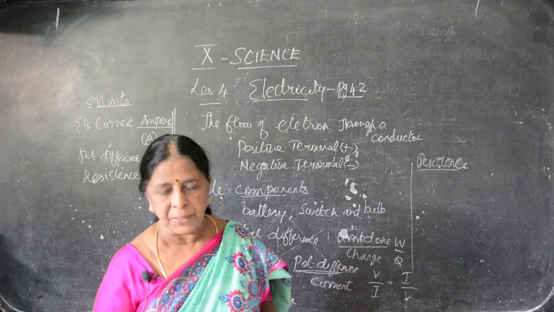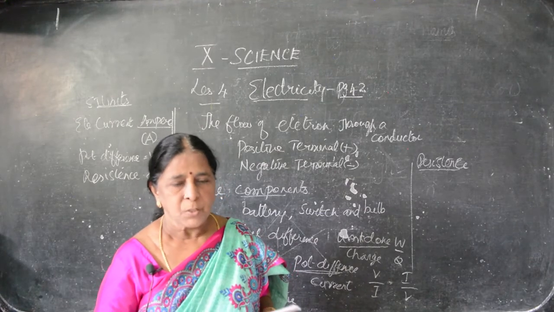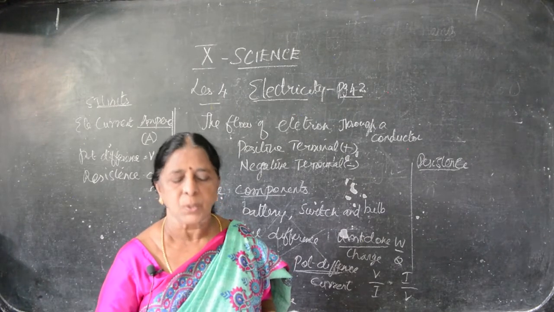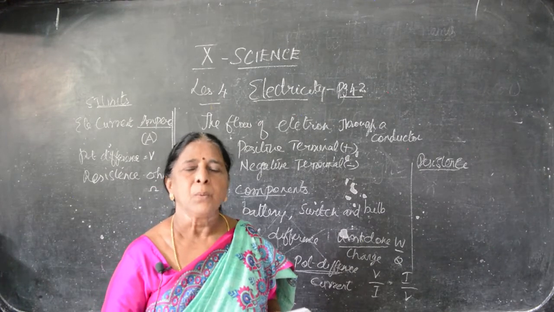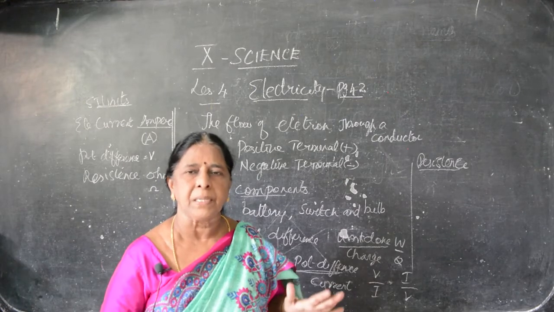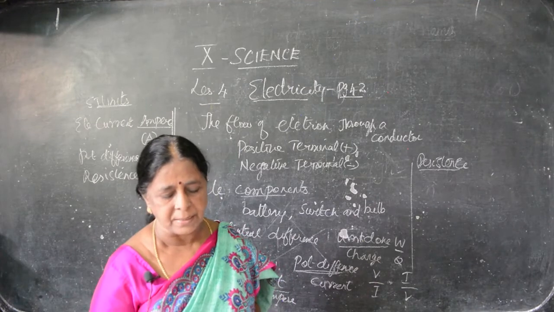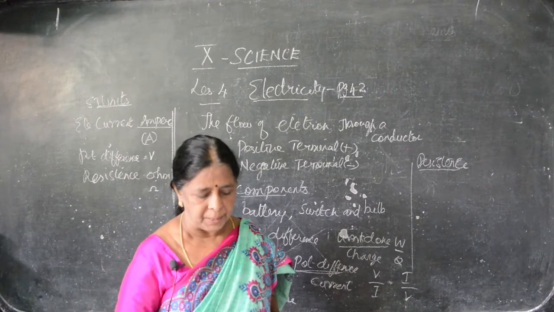Current is more, effective resistance is less. Switch on and off. If one appliance is disconnected, others also do not work. Where? In series. If you disconnect one switch, none of the others will glow. But here, if one appliance is disconnected, others will work independently.